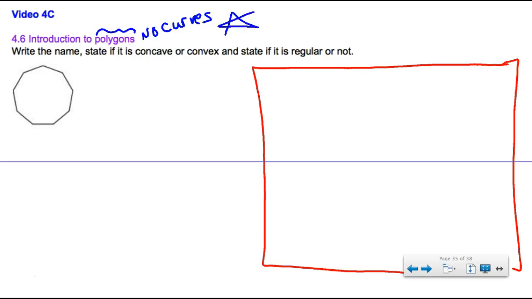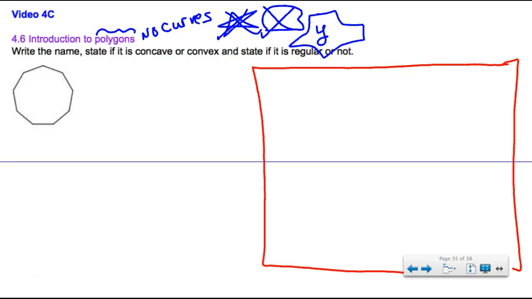So you can't have this going on. That's not a polygon. This isn't a polygon. But as many sides as you want, as long as they are straight and they don't overlap each other. So this is yes.